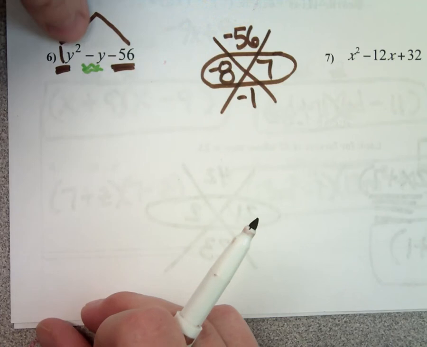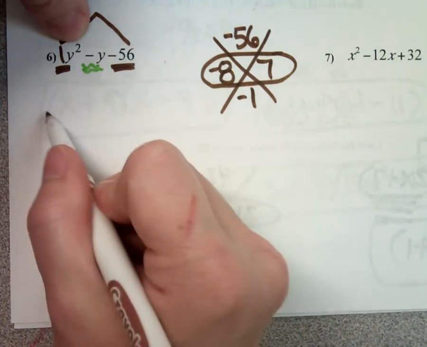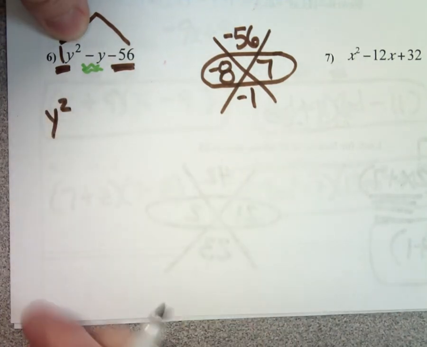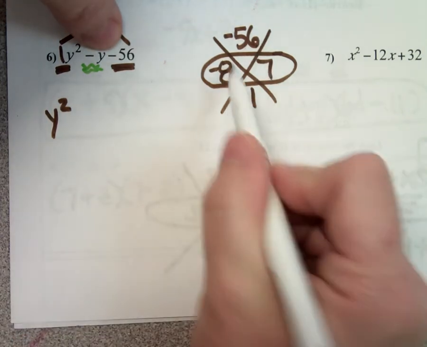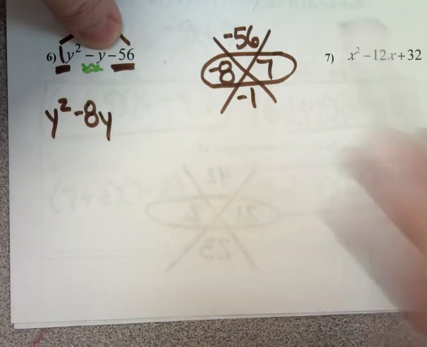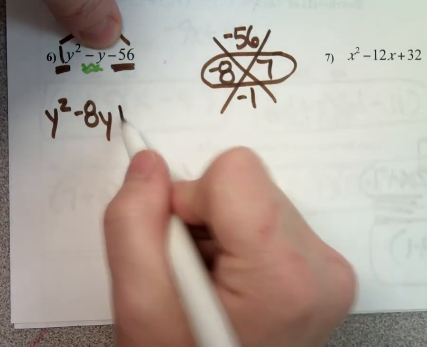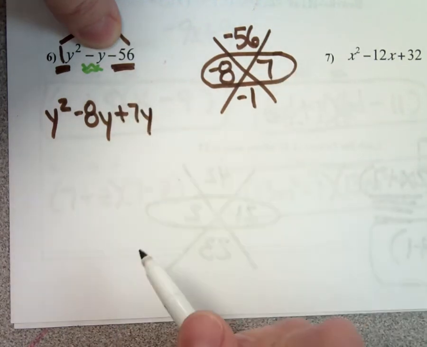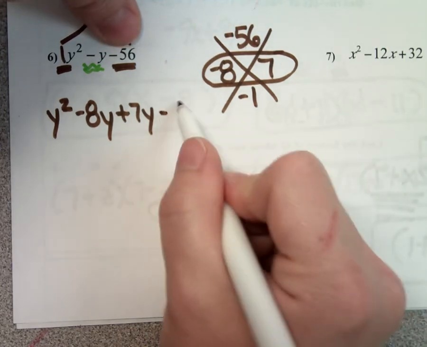Okay, so I'm going to recopy my very first term, the y squared. Instead of using the guy in the middle, I'm going to write a minus 8. Just put a y back behind it. This time they're y's, not x's. This is a positive 7. Just put a y back behind it. And then drop the minus 56.